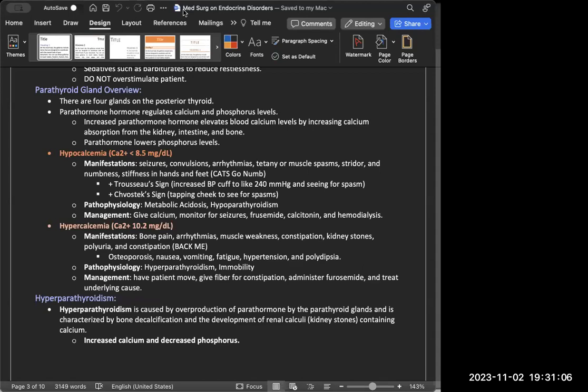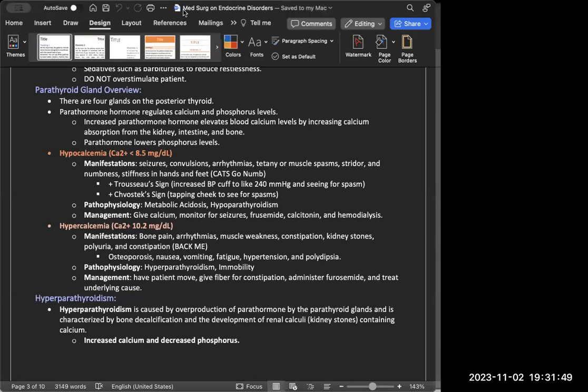And something very, very important about the parathyroid hormone is that it has a direct correlation to calcium, which means that when you have hypoparathyroidism, you have hypocalcemia. When you have hyperparathyroidism, you have hypercalcemia. But phosphorus levels have an inverse relationship. So when you have hypoparathyroidism, you have hyperphosphatemia. When you have hyperparathyroidism, you have hypophosphatemia.